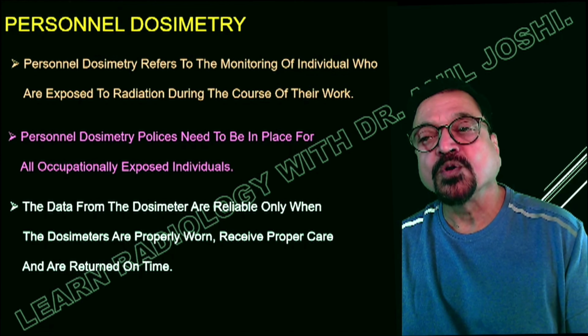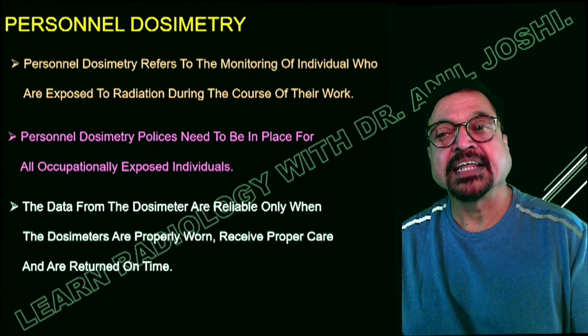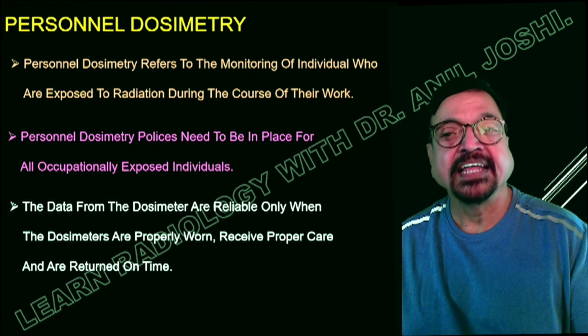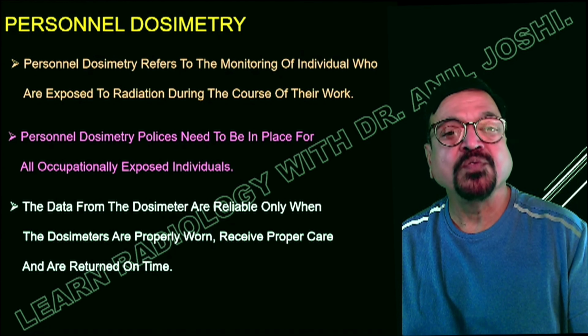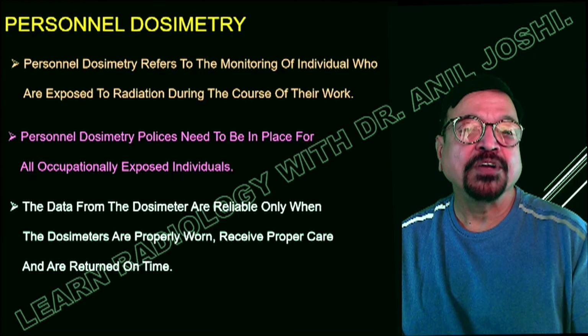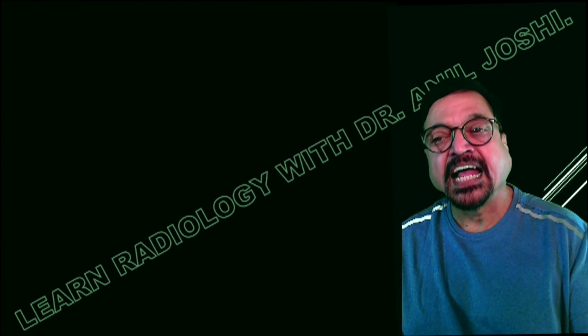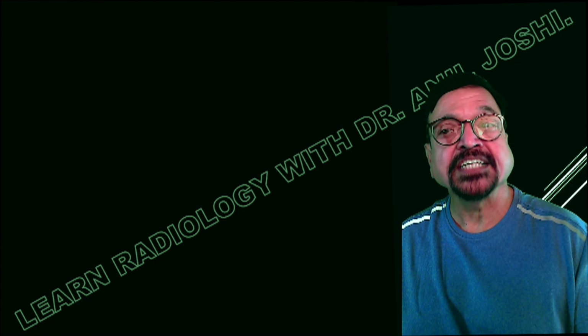The data from the dosimeters is collected and is cumulative, so it has to be reliable. It will be reliable only when the dosimeter is properly worn and measures the radiation we have received from the radiation sources. We should return it in time to the lab, analyze how much radiation is there, and make a cumulative assessment of the dose we have received, because radiation effects are cumulative.